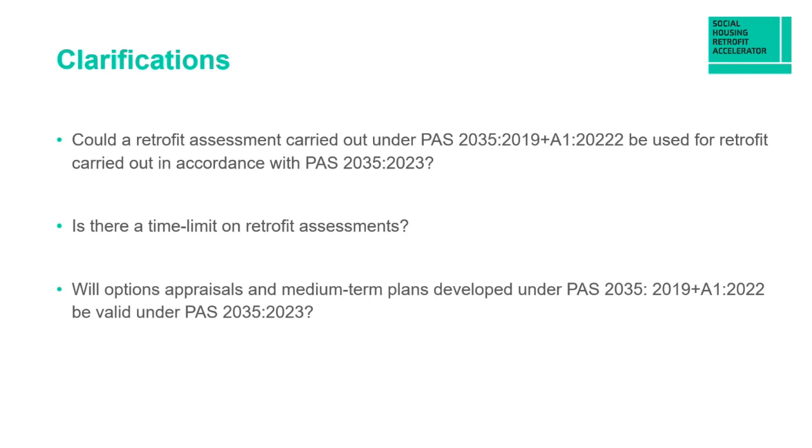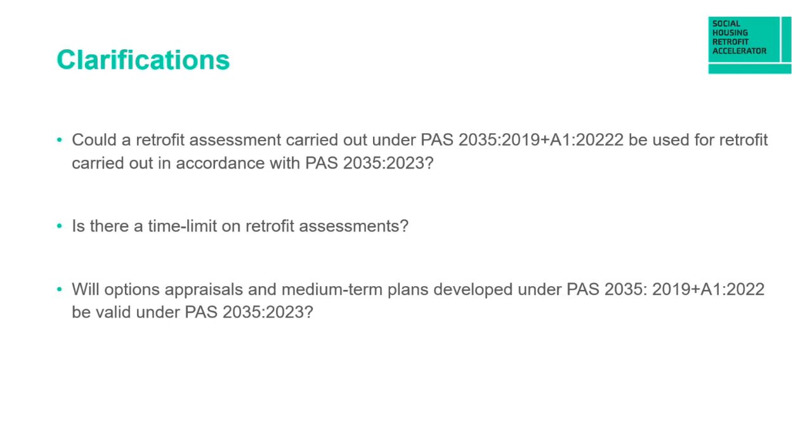And then, will options appraisals and medium-term plans developed under the 2019 version be valid under the 2023 version? The 2023 version requires every dwelling to have a medium-term improvement plan, and under the Trustmark guidelines, it's the responsibility of the retrofit coordinator to ensure that any existing medium-term improvement plans, including any done under previous iterations of PAS 2035, are reviewed and updated. So they can be used, but the retrofit coordinator that you appoint is responsible for reviewing them and making sure they meet the requirements of the new PAS standards.